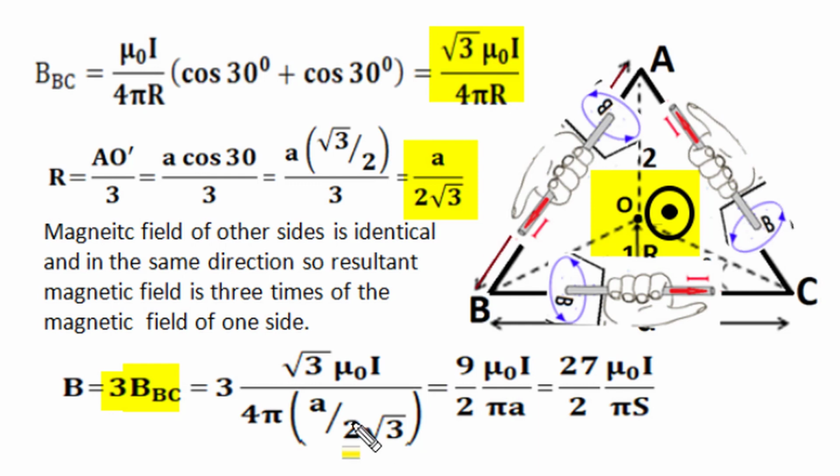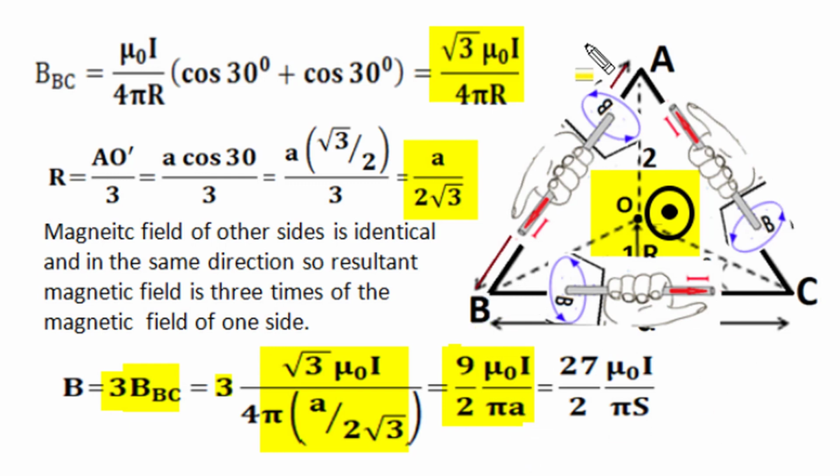So in place of R, when we place A by 2 root 3, and this magnitude is made 3 times, this root 3 with this root 3 multiplied becomes 3, 3 multiplied by 3 becomes 9, and this 2 will cancel with this 4 and make it 2, and our resultant magnetic field will become 9 by 2, mu 0 I upon pi A, where I is current in the equilateral triangle and A is one side of the equilateral triangle.